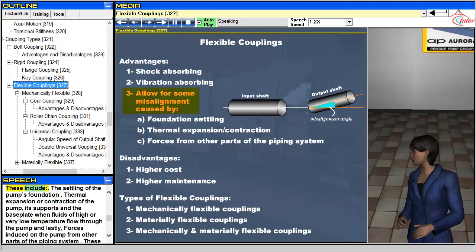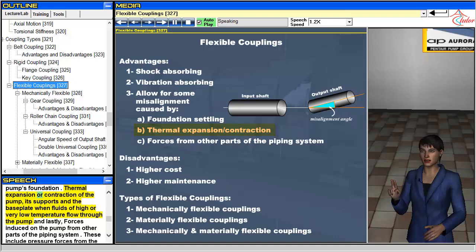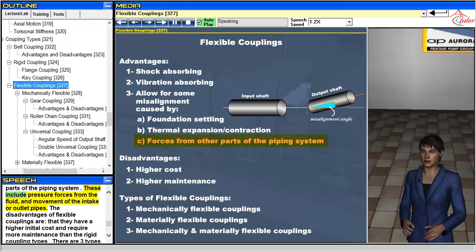These include the settling of the pump's foundation, thermal expansion or contraction of the pump, its supports and the base plate when fluids of high or very low temperature flow through the pump. And lastly, forces induced on the pump from other parts of the piping system. These include pressure forces from the fluid, and movement of the intake or outlet pipes.